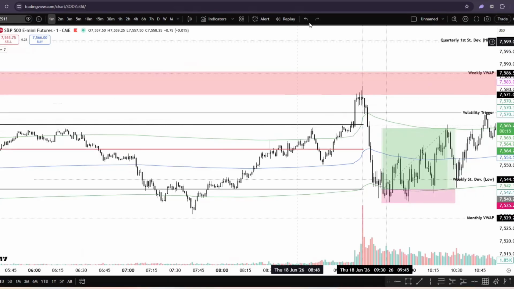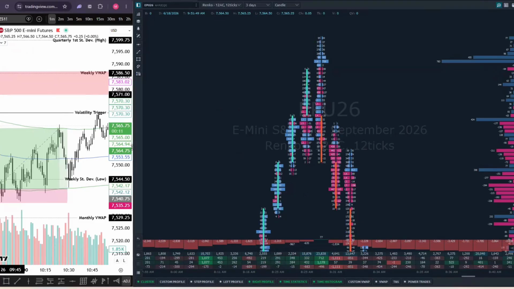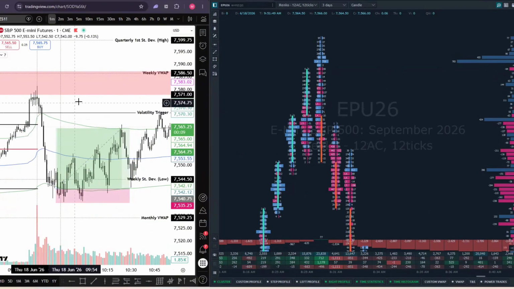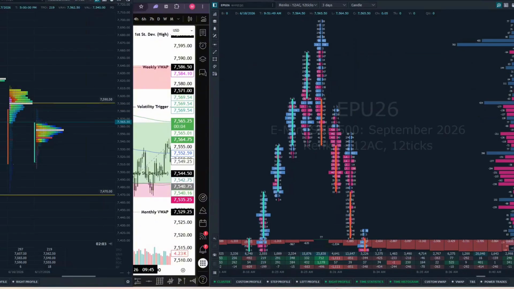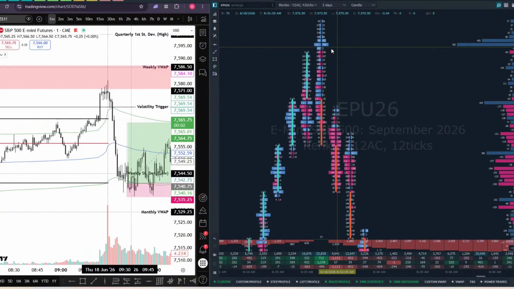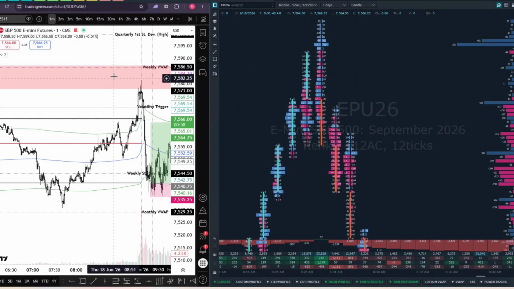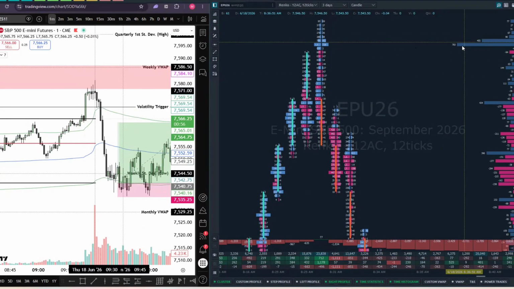Actually, let me bring TradingView right here. And let me do it like that, right? So right here, this price action and this order flow is the same thing. And we are at weekly VWAP. We are at that pink zone where there was previous value, and I have buyer trap there, and I have delta flip there. Obviously, you could take this short, right?